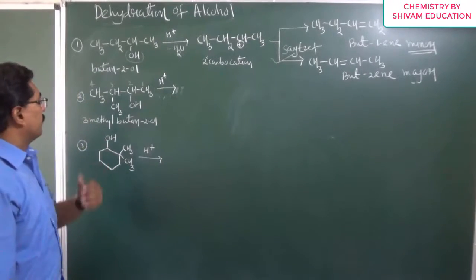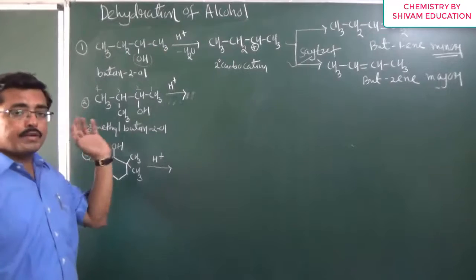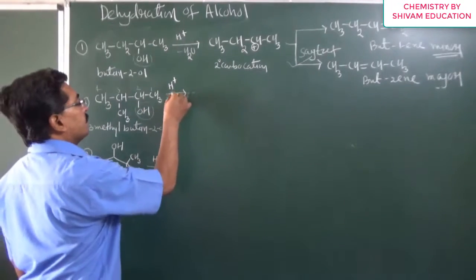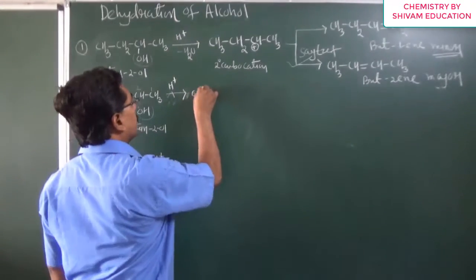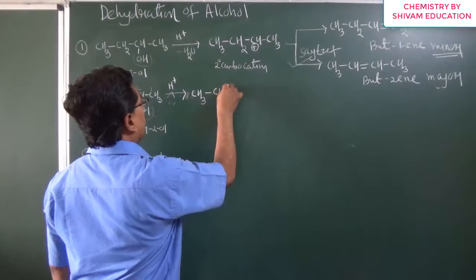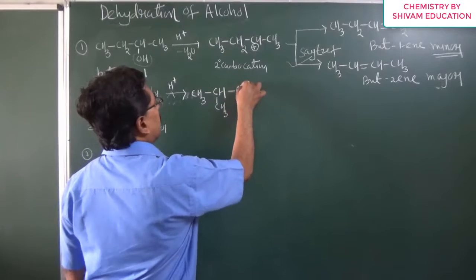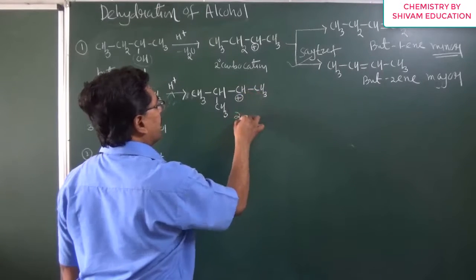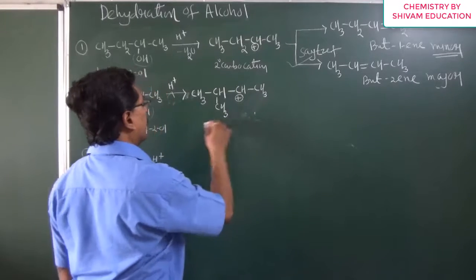Now here 3-methylbutan-2-ol is given. This was already asked in your NEET exam. Now here protonation occurs, you know the mechanism very well, and it will eliminate in the form of a water molecule. So we get here a carbocation. Now formation of carbocation occurs. Now here you observe that this is a secondary carbocation. This is nothing but a secondary carbocation.